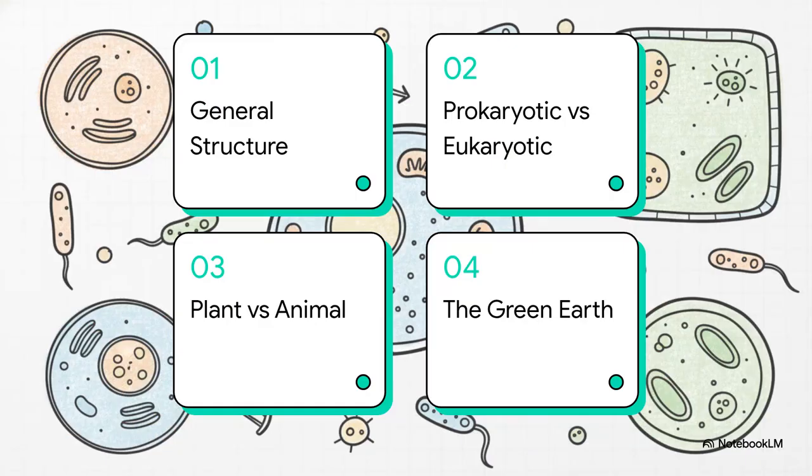To really unpack this, here is our quick roadmap for today. First, we'll look at general cell structure. Second, we'll compare prokaryotic and eukaryotic cells. Third, plant versus animal cells. And finally, number 4, where does the green earth actually come from?